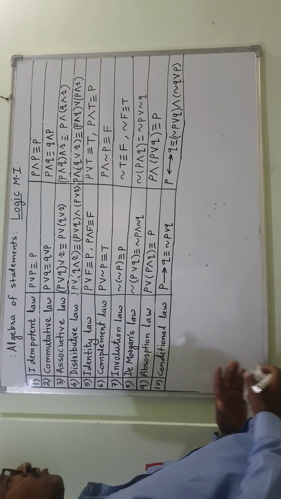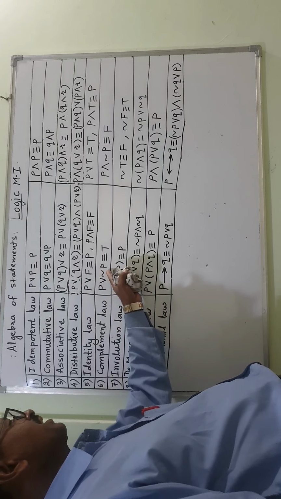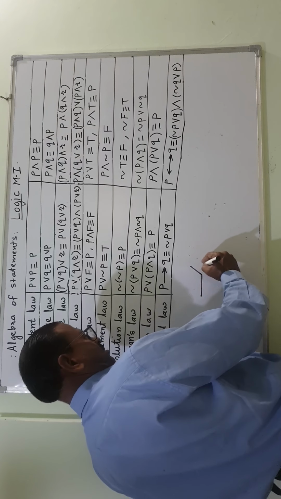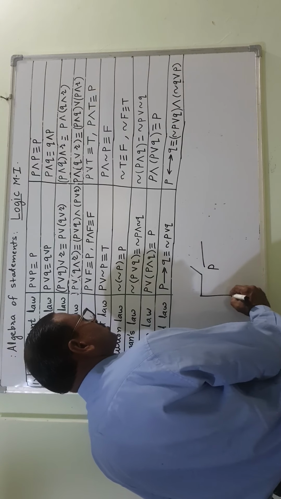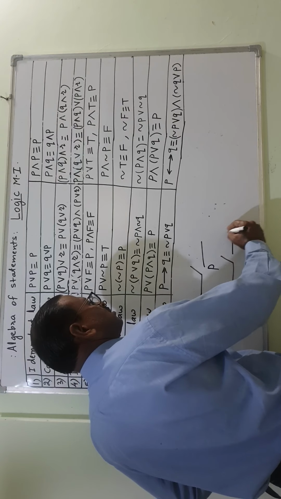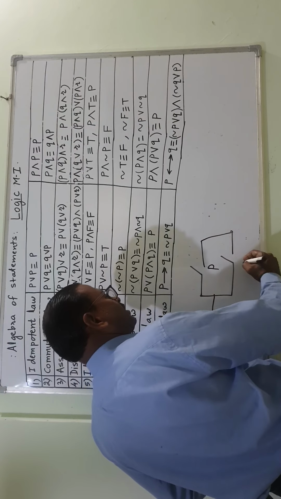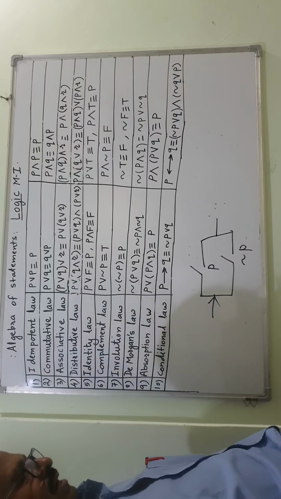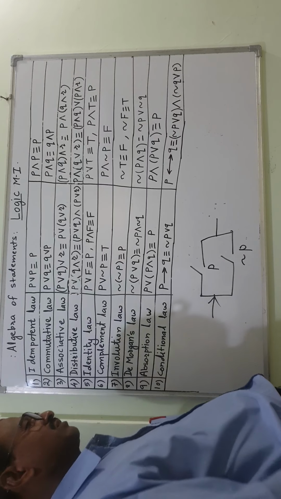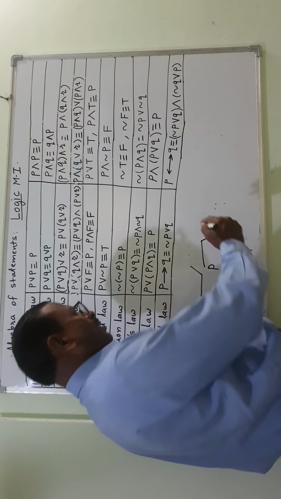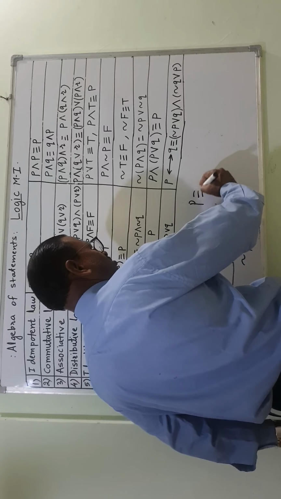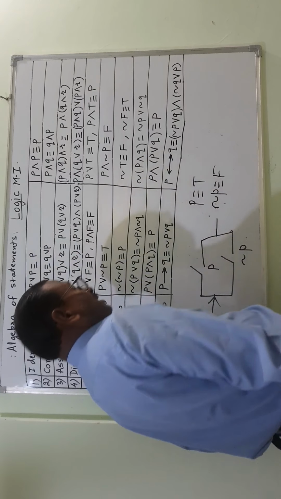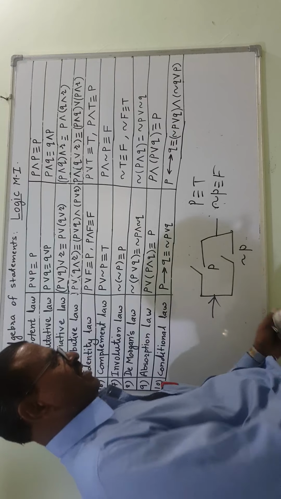Okay. Complement law. P or negation P is always true. We will see it. This is P. It is OR. This is negation P. I will try to send the current. Negation P means what? If P is supposed true, then negation P will be false. The meaning of this is a single switch.